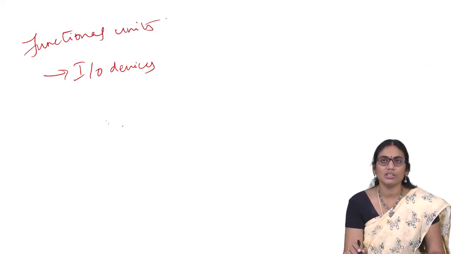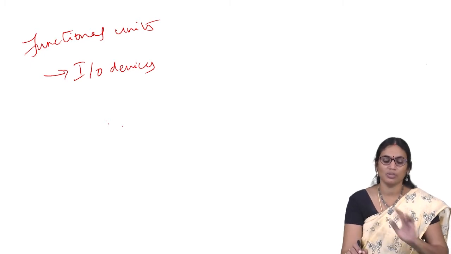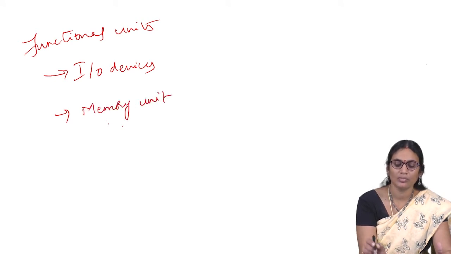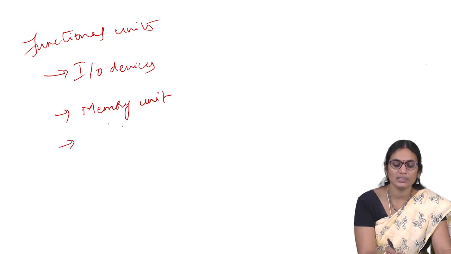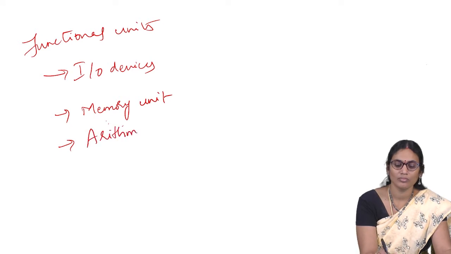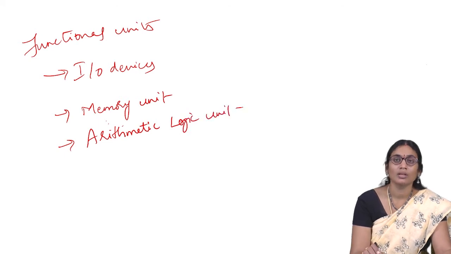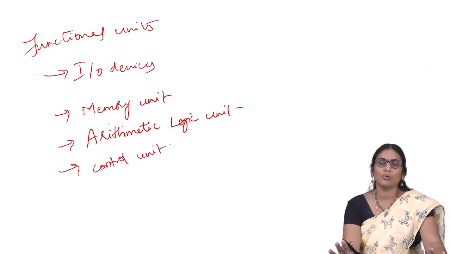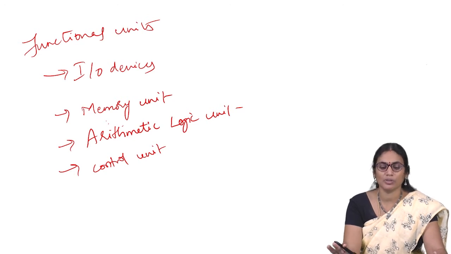So the basic functional units in the computer: we start with input and output. Next one is internal operations, so we start with the memory unit. Then we go to the next one, the arithmetic logic unit. And next, we go for the control unit. So these are the major components or major units inside the computer.